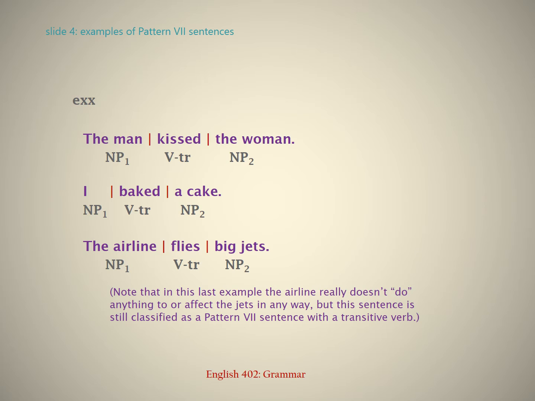Examples. The man, NP1, kissed, VTR, the woman, NP2. I, NP1, baked, VTR, a cake, NP2. The airline, NP1, flies, VTR, big jets, NP2. Note that in this last example, the airline really doesn't do anything to or affect the jets in any way, but this sentence is still classified as a pattern 7 sentence with a transitive verb.